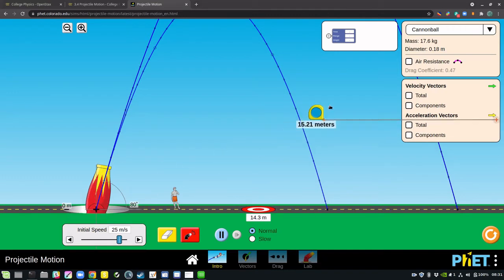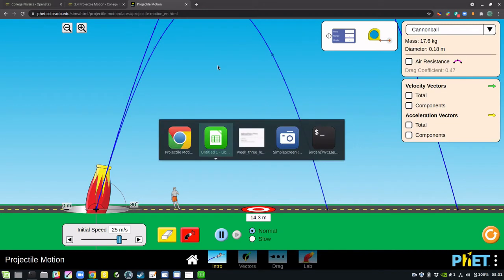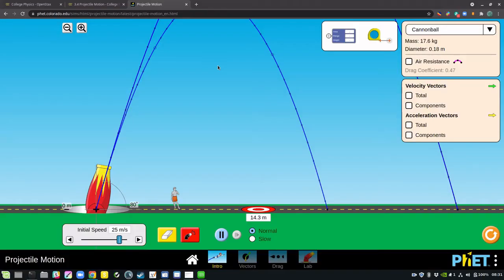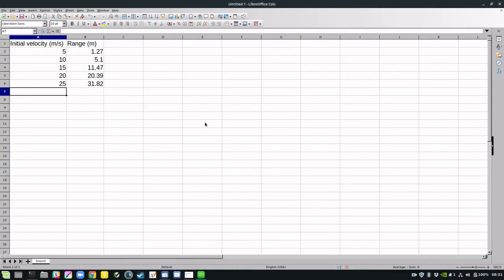That seems consistent with our first measurement, 31.8. Looks like we won't be able to do 30 for the initial angle, so let's stop and reset.